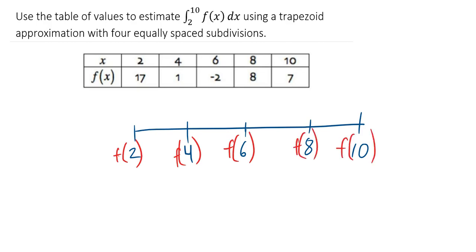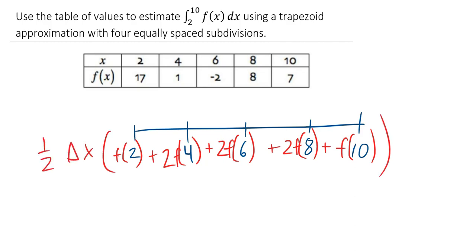Not Riemann. Trapezoid approximation. Riemann, I would also do f of many of them. Trapezoid says I do f of each of these. I double all the ones in the middle, everything but the ends. I add it up, and I multiply by 1/2 delta x.